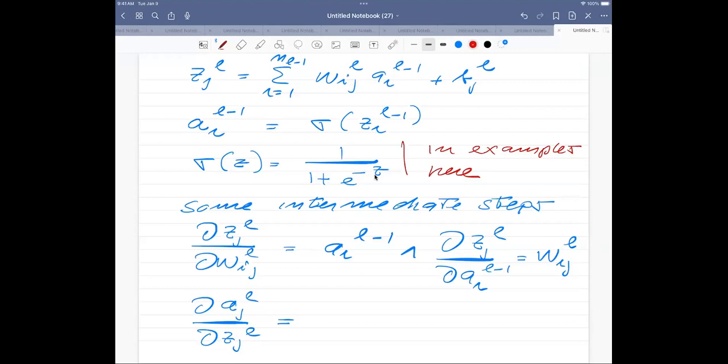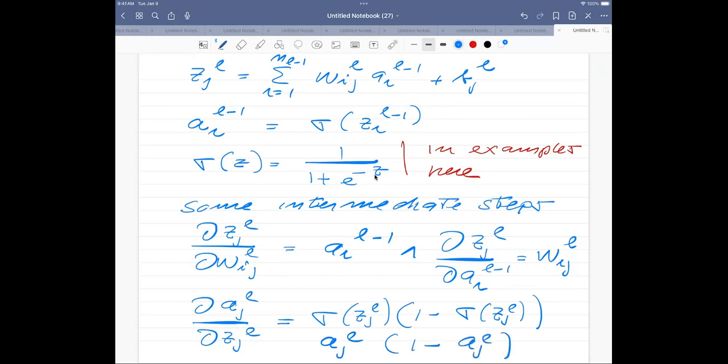So the derivative of that function, because this is now us taking the derivative of this function here, which is the example I'm going to use here. If we do that, then this is going to be nothing but the derivative of sigma of z_j^l multiplied with 1 minus sigma of z_j^l, which means that I have a_j^l multiplied with 1 minus a_j^l. So these are just some quantities which I need in order to set up the algorithm.